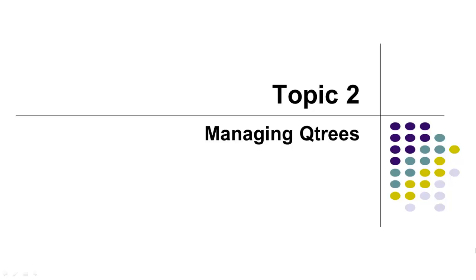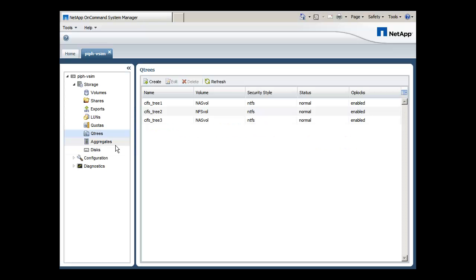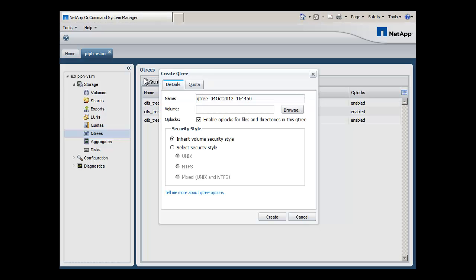Now for the second topic of this video, managing qtrees. Let's start with how to create a qtree using the NetApp System Manager. To create a qtree, all we have to do is under storage, select qtrees, and then select create. We then need to give our qtree a name.